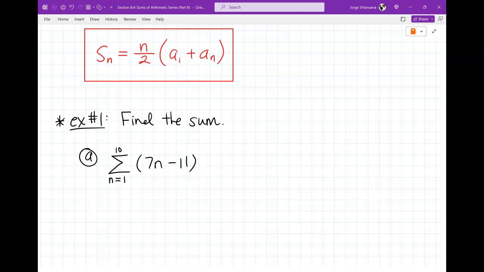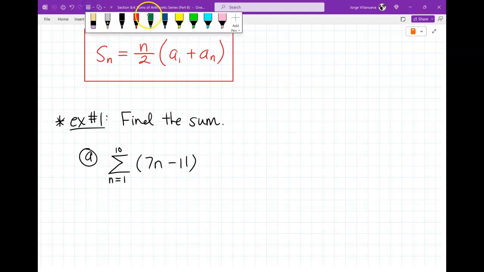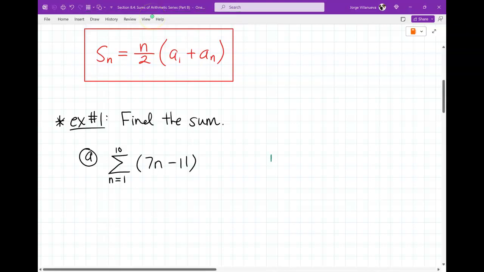So I got to figure out my first term, my last term, and the number of terms. So, to figure out the number of terms, you kind of have to do side work. So I'm going to put it right here, number of terms. All right? So the number of terms n is going to be your b minus a plus 1.